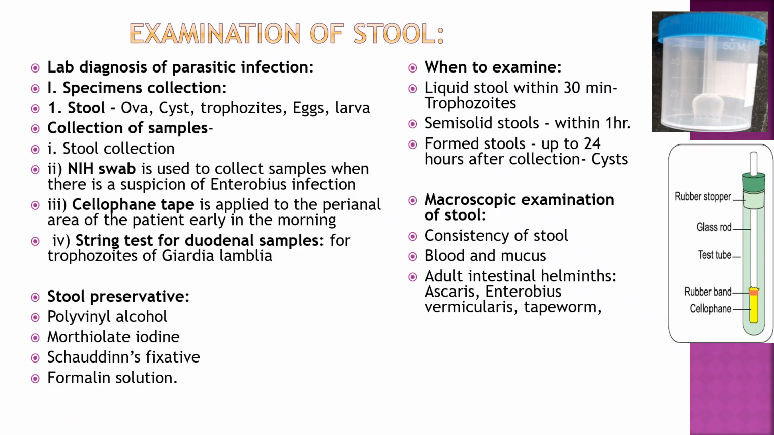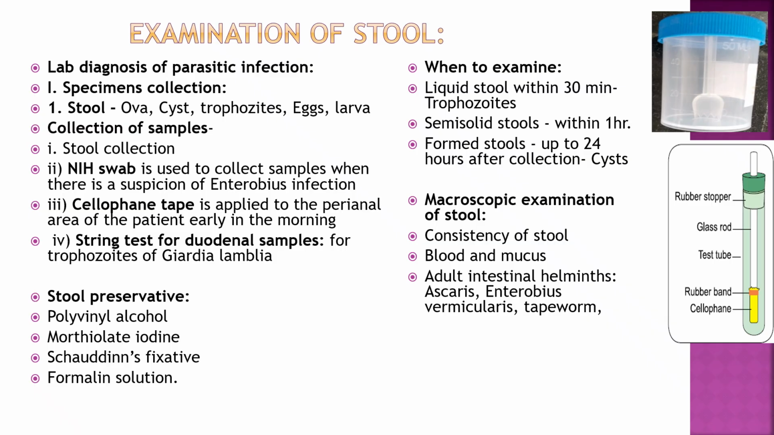The first step is macroscopic examination of stool: consistency of stool, whether it is liquid, semi-solid or solid. Then blood or mucus present or absent. Then a few parts of the intestinal parasites, like adult worms or segments, like Ascaris, Enterobius vermicularis, and tapeworm.